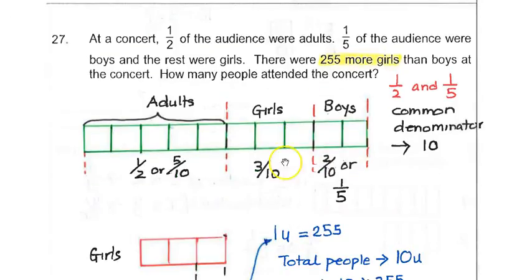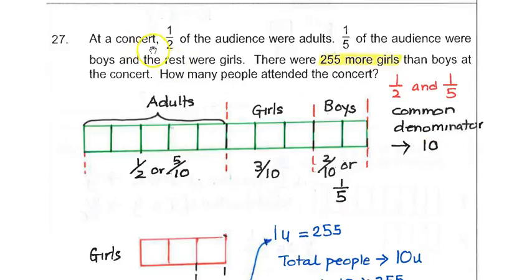Now at a concert, half of the audience were adults. What is important here, before I continue reading, is this: we have half, and we are talking about 1/5 of the same audience, the same group of people. Now there is a common denominator of 10. 5 times 2, 2 times 5, you get 10. It means the division has to be 10 units in total.